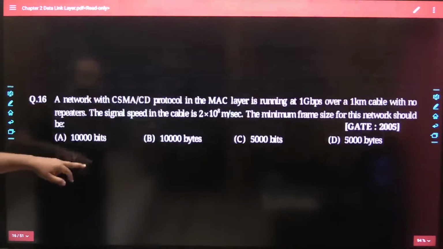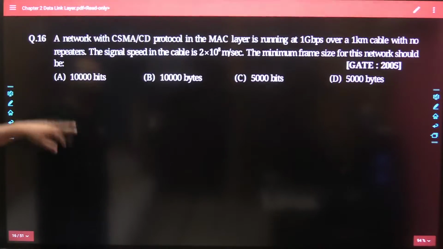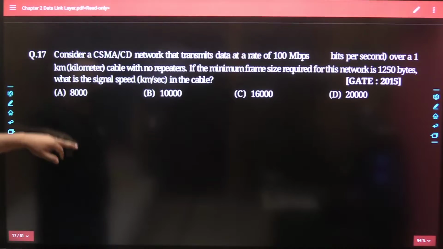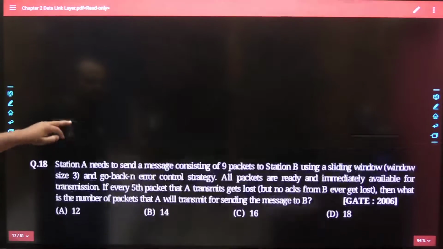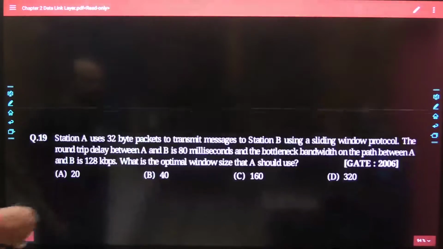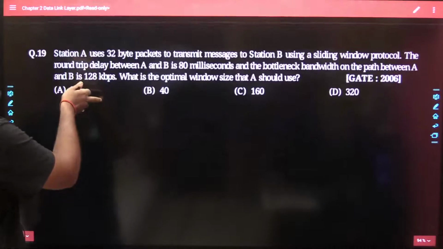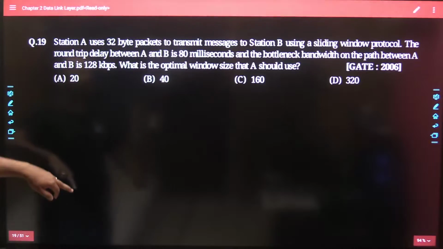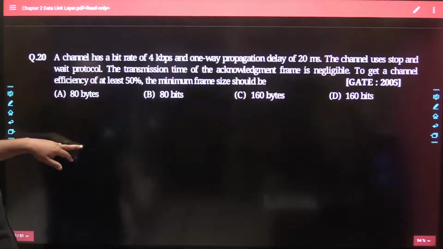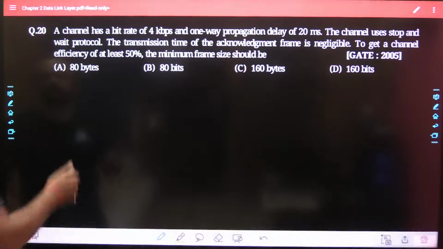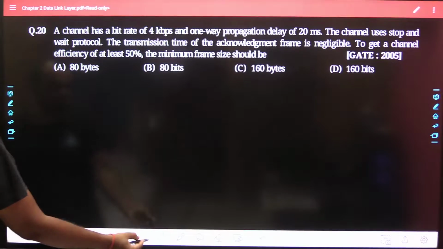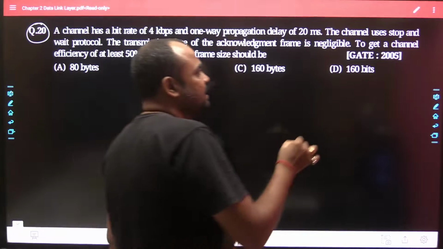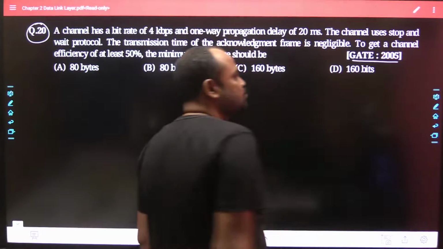We will try to solve almost 2 to 3 problems based on this concept. So I'm trying to identify, okay. This is the first problem, based on the sliding window and the stop and wait protocol. This is question number 20, and this has been asked in GATE 2005.